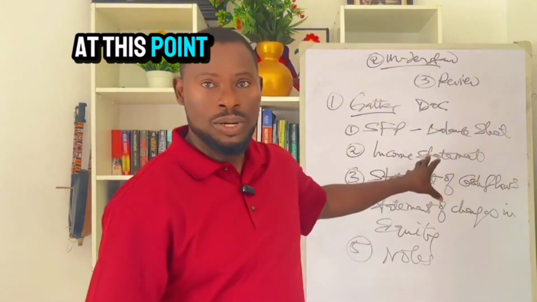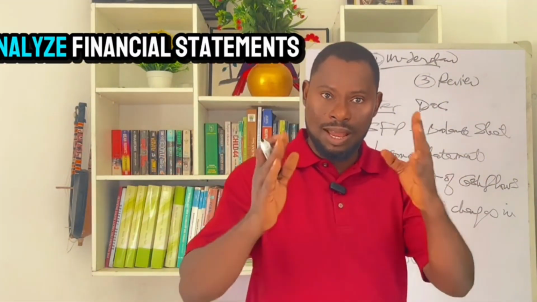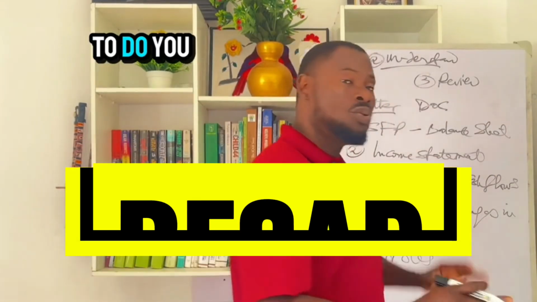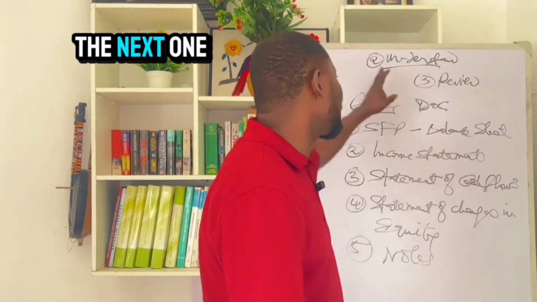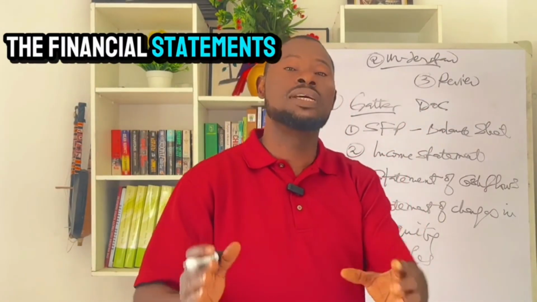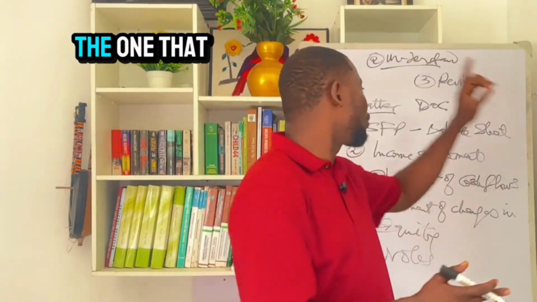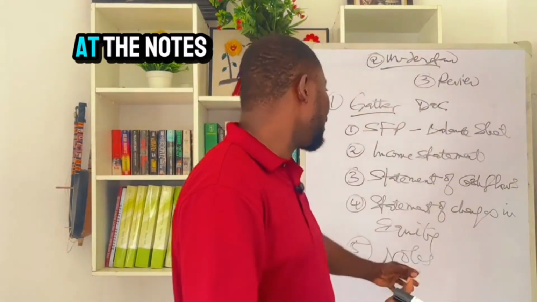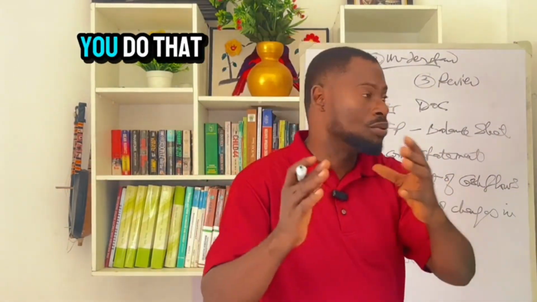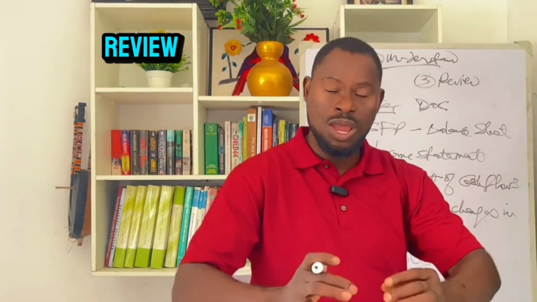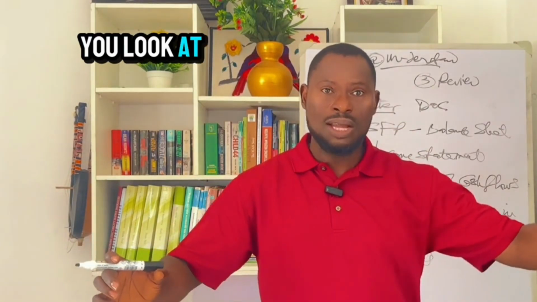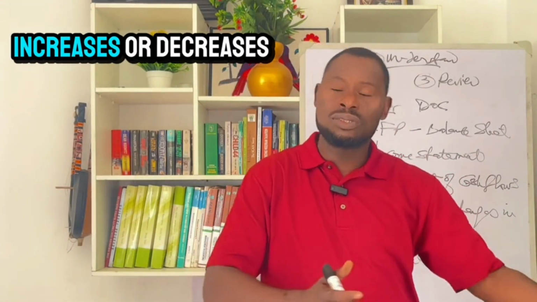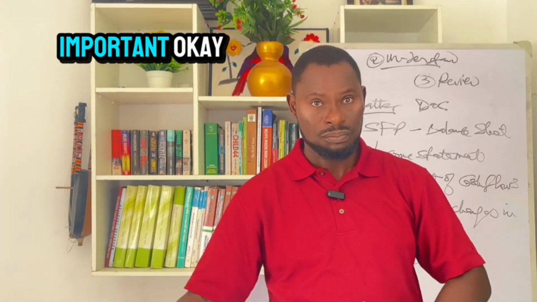At this point, I want to believe that you can analyze financial statements like a pro. The first thing to do, you gather the financial statements. The next one, you understand what the financial statements do. The one that measures position, the one that measures performance, the one that tells you about the equity profile. And you look at the notes, you also look at all of that. So when you do that, the next thing you do, you review, you carry out comparability. You look at the previous years and the new year. Are there percentage increases or decreases? This is very important. Okay?